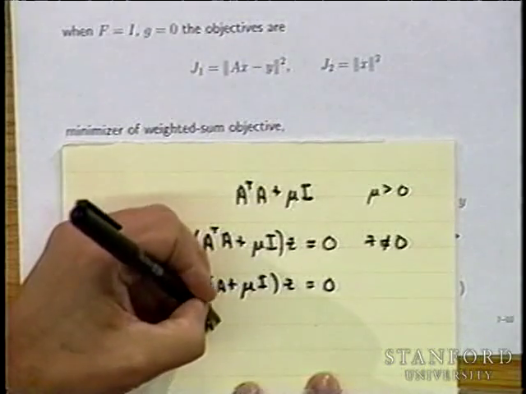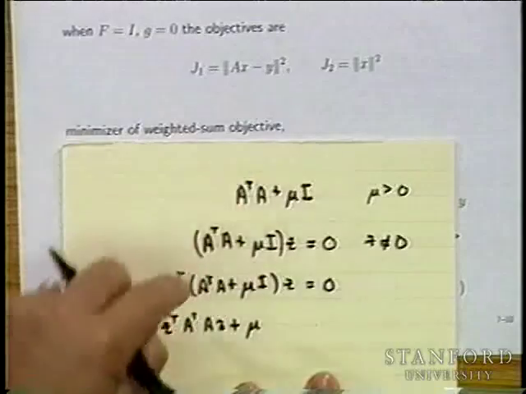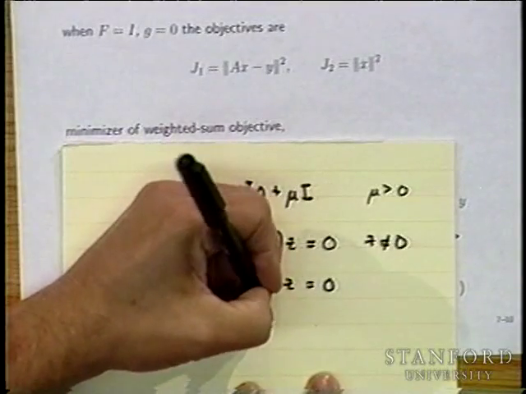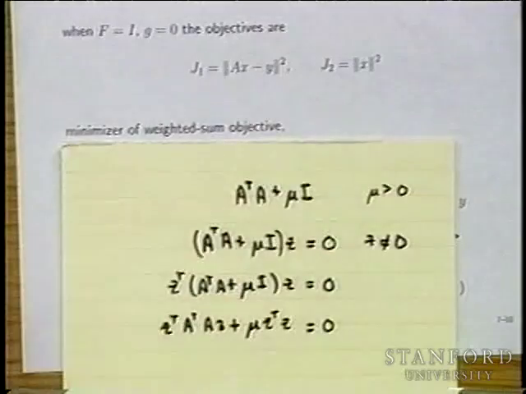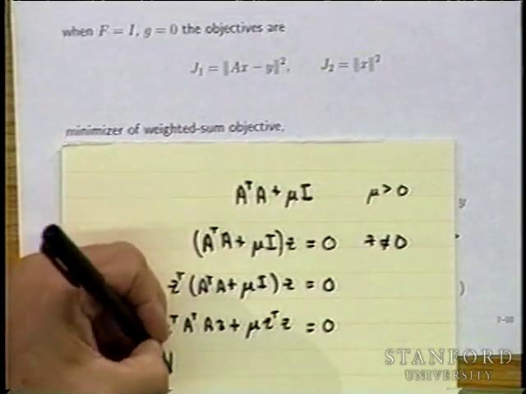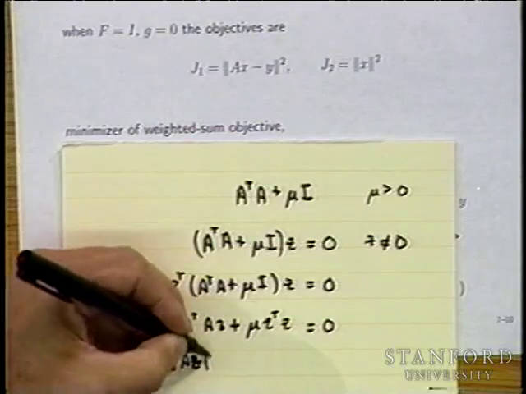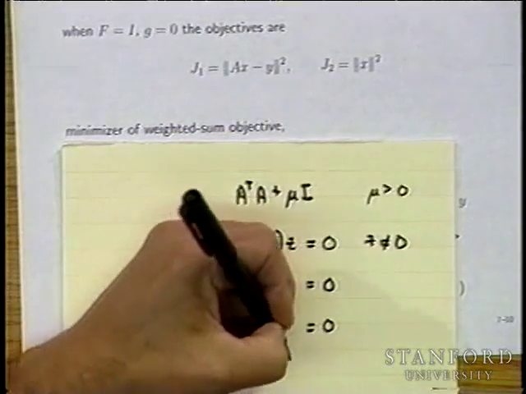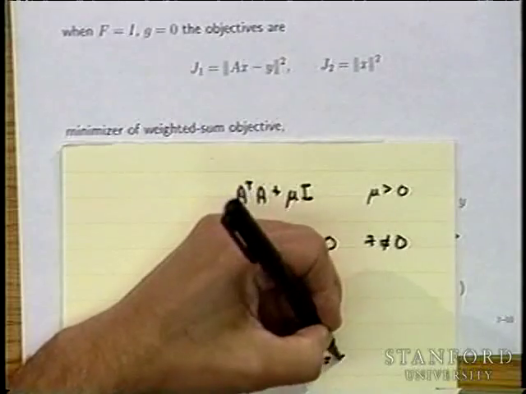I'm going to write it this way. I'm just going slow here. Plus mu, and I've commuted the mu, and I get that. Okay. And now I'm going to write this as norm Az squared plus mu norm z squared equals 0.